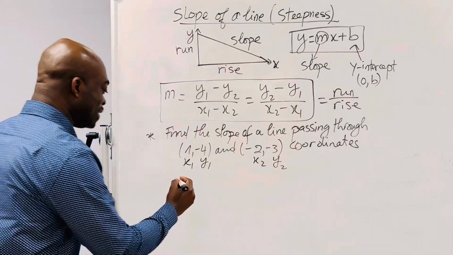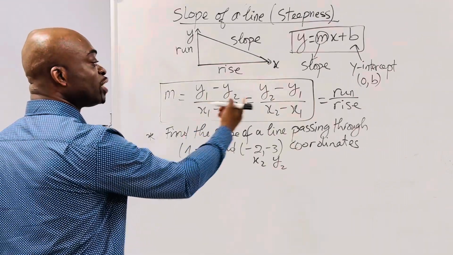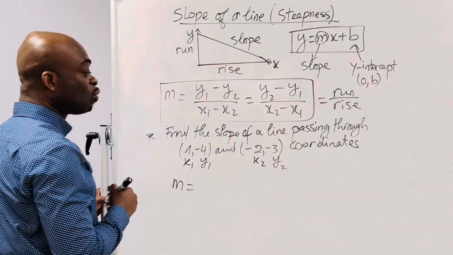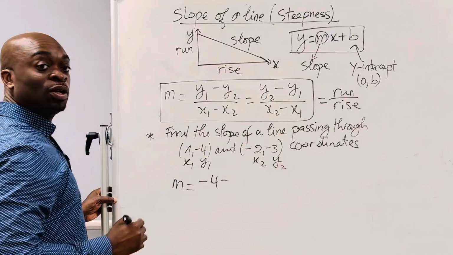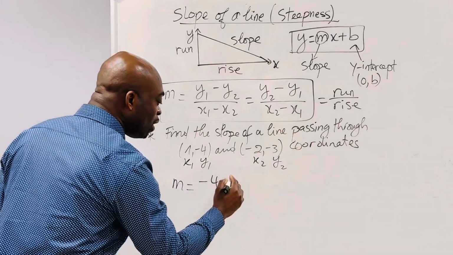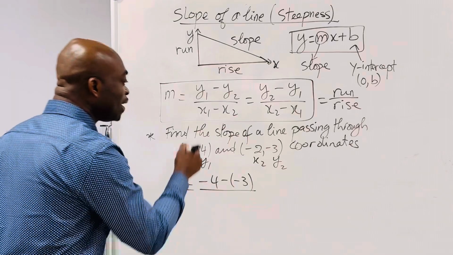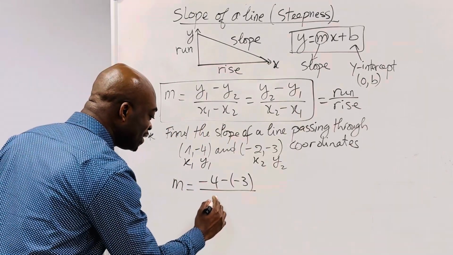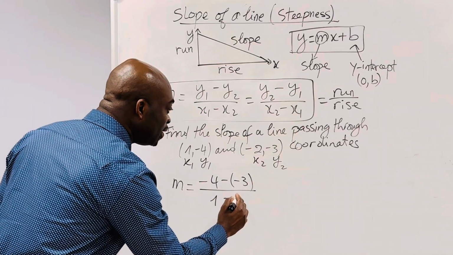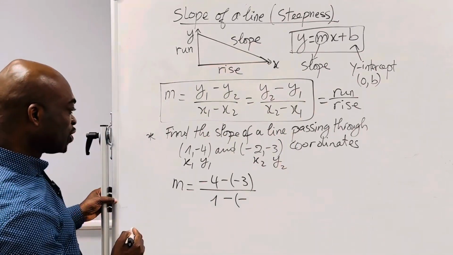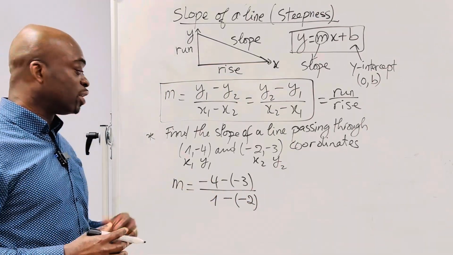So now let's go ahead and see. We have m equals to. We're going to use any of these two, so let's say we're using the first one. So y1. What is y1? y1 is -4. Minus, what is y2? y2 is -3. Over x1, which is positive 1, minus x2, which is -2. All right, so this is what we have so far.